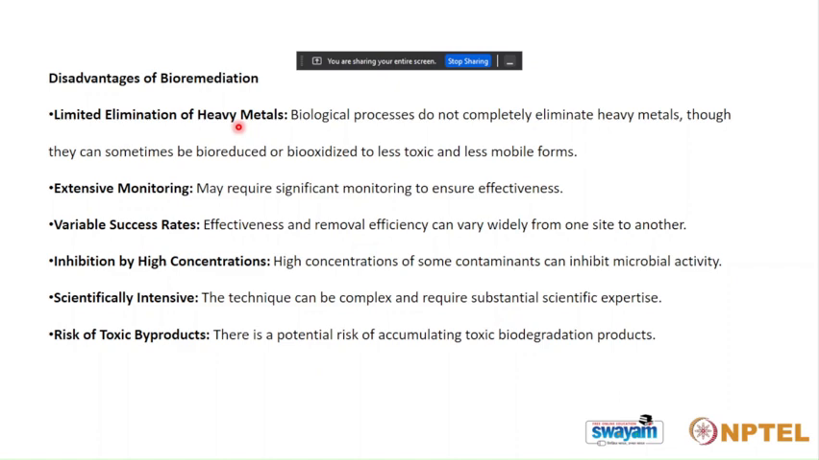And there is also a potential risk of toxic byproduct accumulation. For say, if a microbe cannot completely degrade a xenobiotic, and the degraded product is also toxic, then that is a disadvantage. So these are the major limitations of bioremediation.